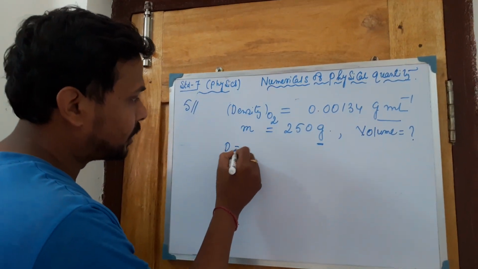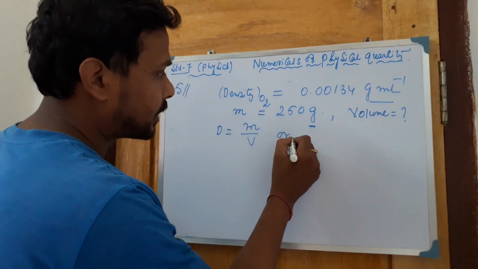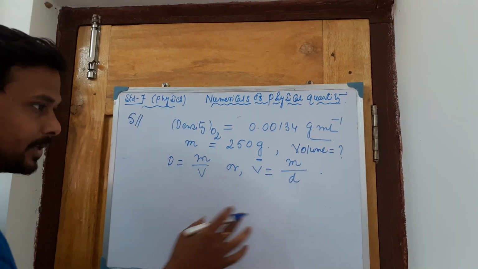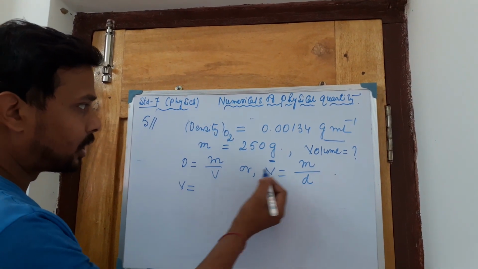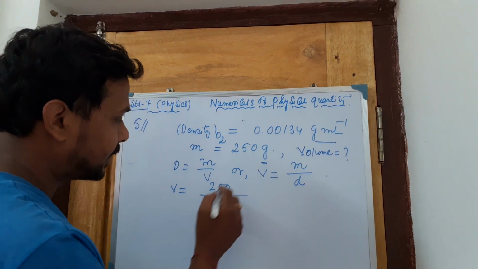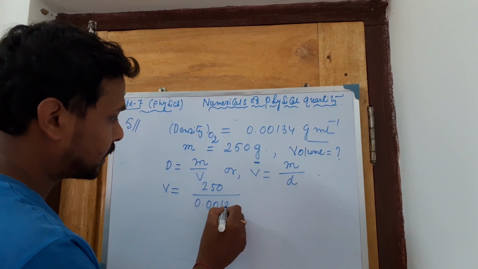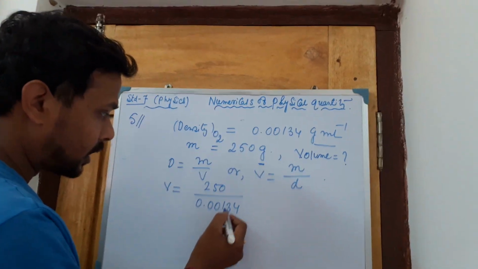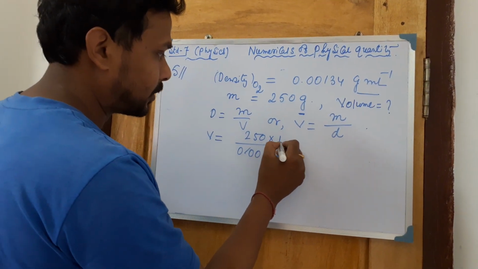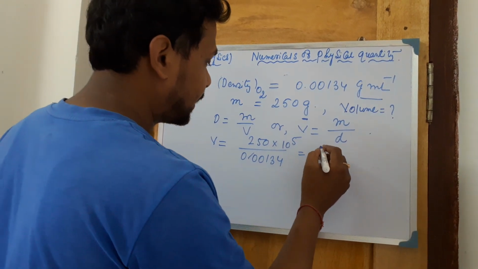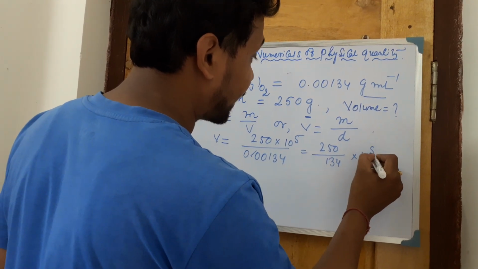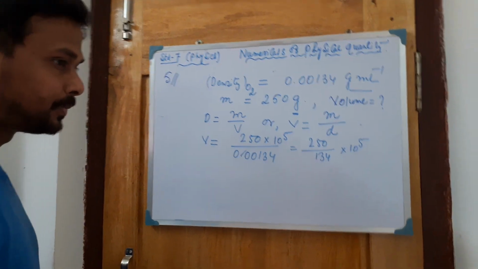So density is equal to what? Mass by volume, or you can write that volume is equal to mass divided by density. This is the formula. So volume is equal to how much? Mass is given 250 divided by 0.00134. From here, 1 2 3 4 5, if you just replace that, then here you have to write 10 to the power 5. So definitely it can be written as 250 divided by 134 into 10 to the power 5.